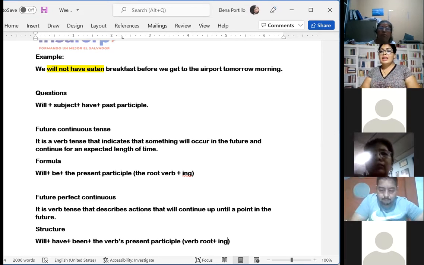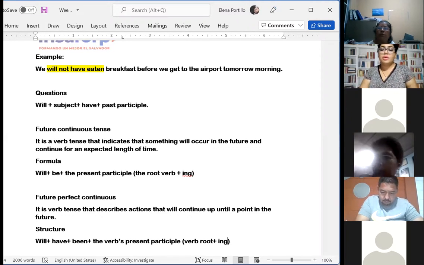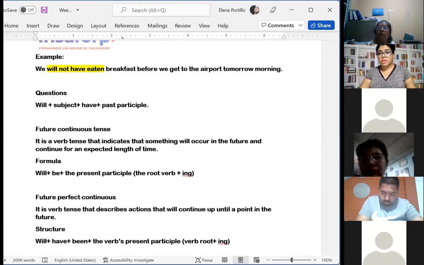So we have the 12. We have 12 tenses. We have 4 for the past, 4 for the present, and 4 for the future. So we are going to end with this topic of the verb tense with the future perfect continuous.